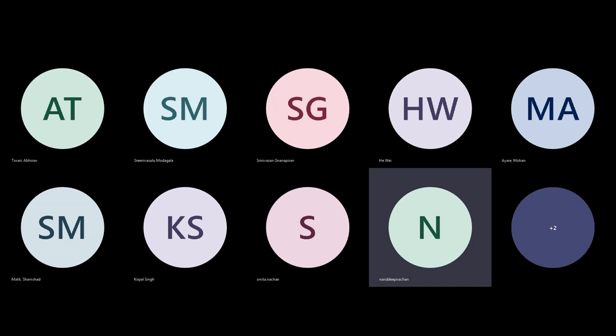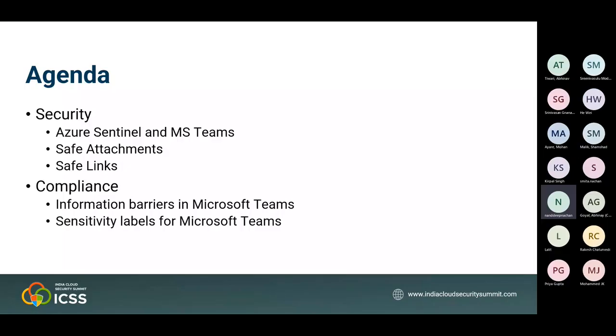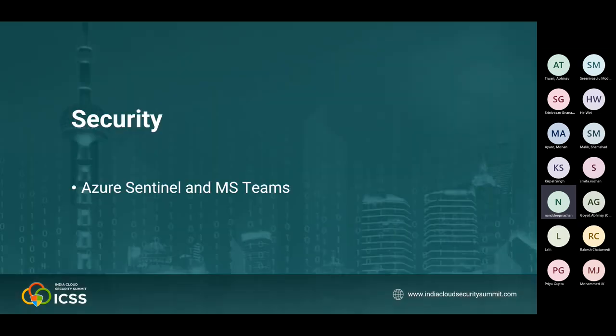ensure the security inside of Microsoft Teams. And then onto the compliance side of view, we will see information barriers and then again sensitivity labels, how they play an important role to ensure the compliance for your data inside of Microsoft Teams. So let's start with Microsoft Sentinel and Microsoft Teams.